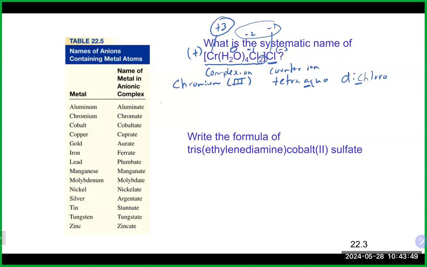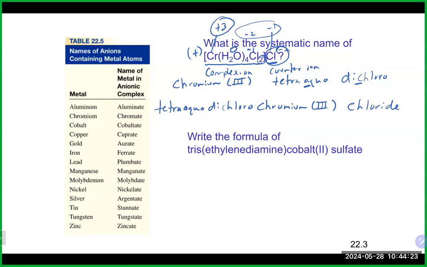So this is going to be tetraaquo dichloro chromium, as the metal should come at the end of the complex ion name, which is what this part of it is. And then our counter ion here is also a Cl. And again, we just name it like a normal Cl minus, which would be chloride. So this would be tetraaquodichlorochromium 3 chloride. Any questions on that one there?